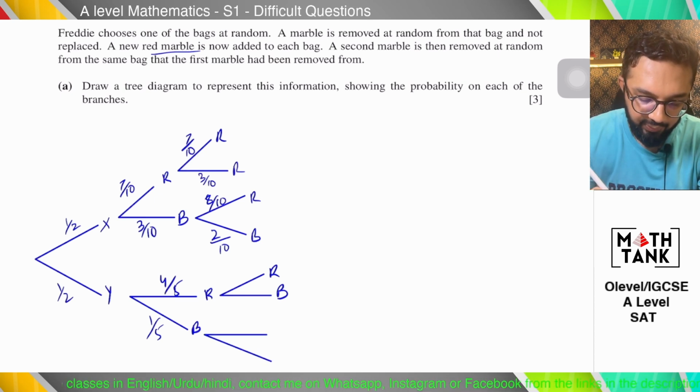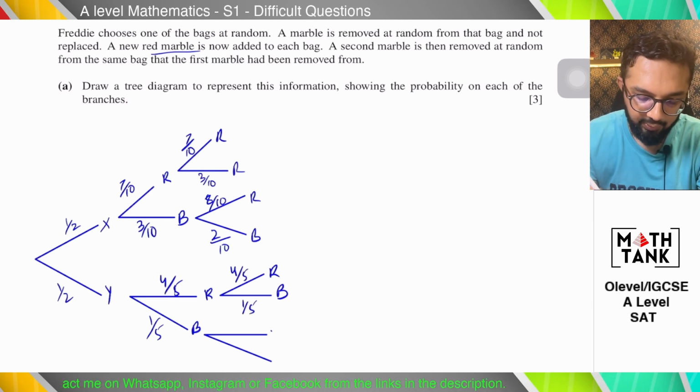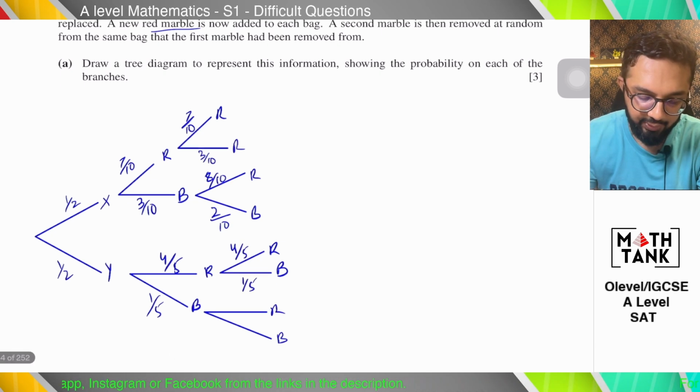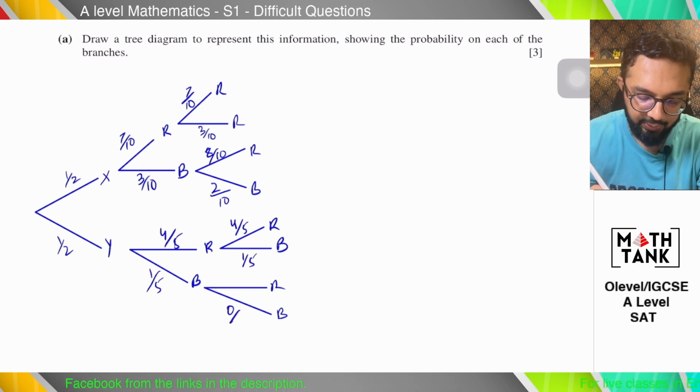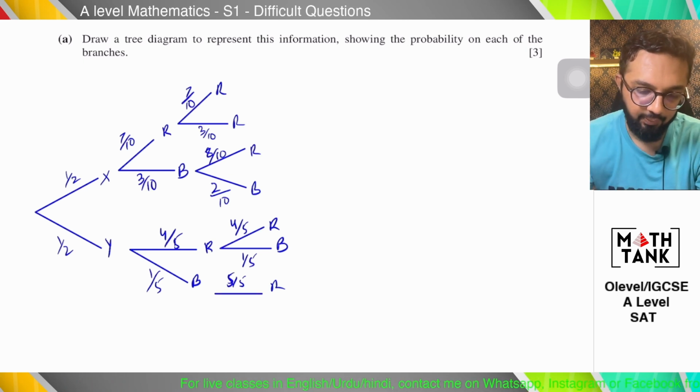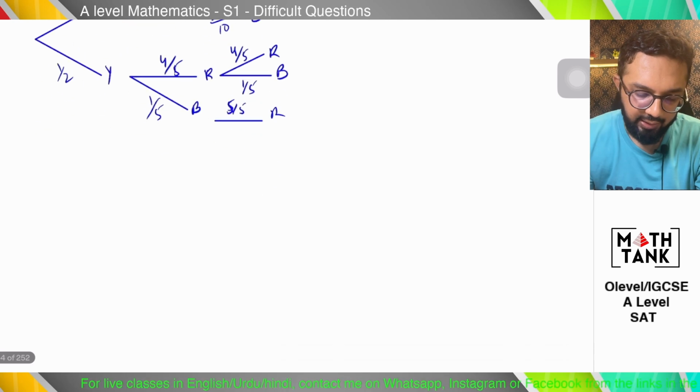So a red was removed and a red was added. So that's 4 out of 5. So that's 1 out of 5. A blue was removed and a red was added. So 0 out of 5 and 5 out of 5. You actually don't need this branch. Okay. Then I think it's a simple question.